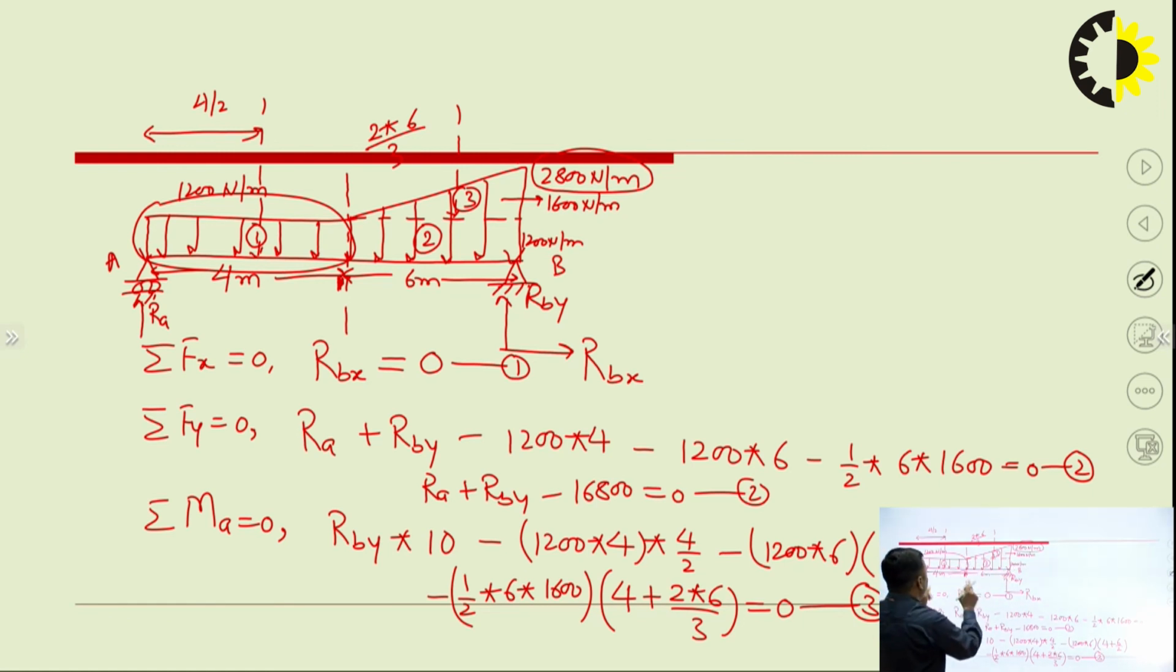1200 into 4 acts at the midpoint, so 4 by 2. 1200 into 6, that is the second load, at 4 plus 6 by 2. Then the UVL, half into 6 into 1600, at 4 plus the centroid of this triangle. It is 2L by 3 from this point. Okay. So this plus 2 into 6 by 3. I hope the equations are clear and the answers will be available to you. I am writing the answers.